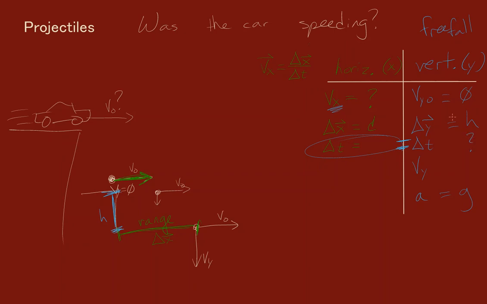So we actually have enough information over here to get a time, because we don't care about the final vertical velocity. So we can get that time, plug it in over here, get that from the vertical, and then we have our horizontal velocity.